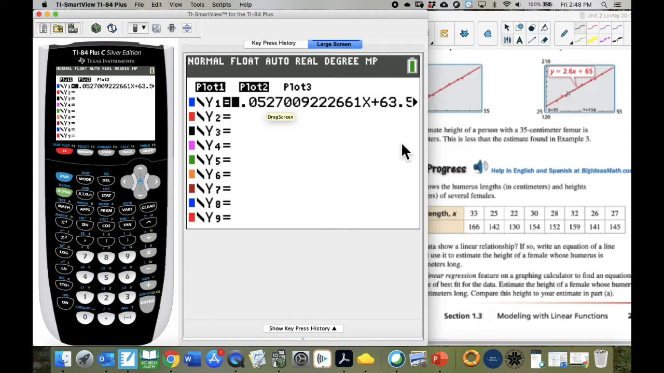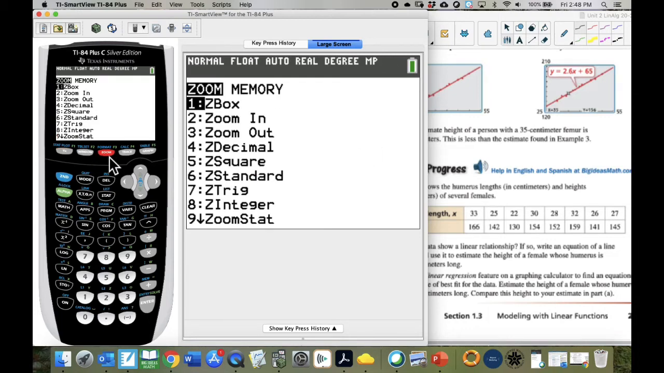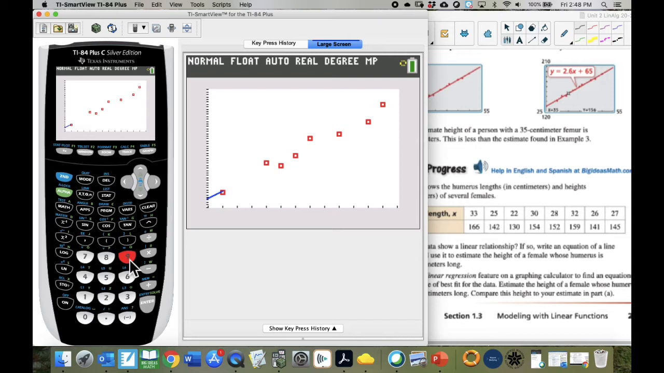To see this graphed, we have to go to Zoom. Even if we already did Zoom 9, we have to do Zoom 9 again because we have new data. So we're going to go to Zoom 9, and it's graphing our line. Okay, it's done. Now, let's look at the PDF.